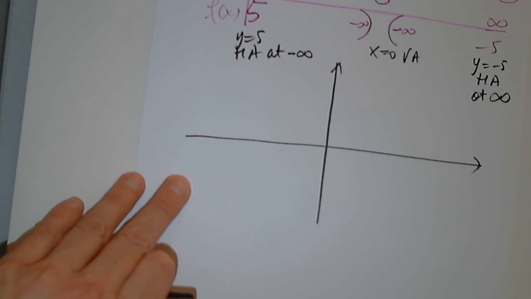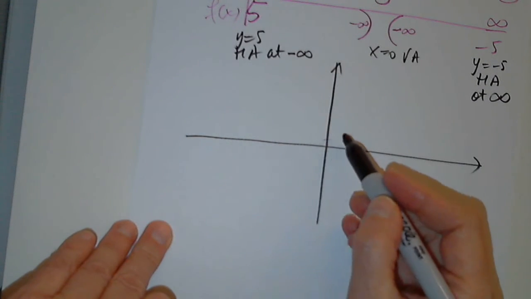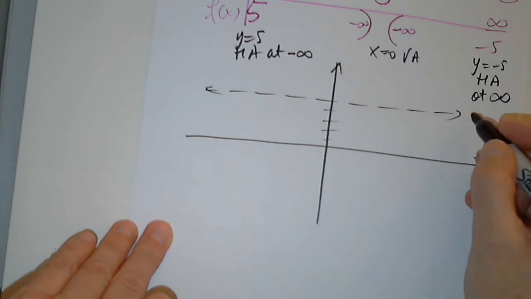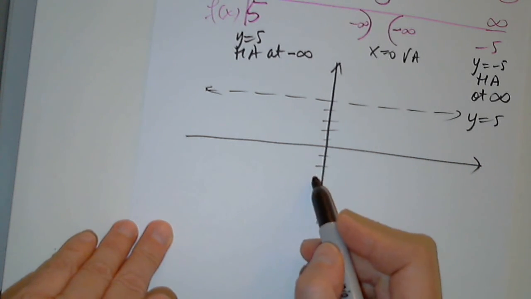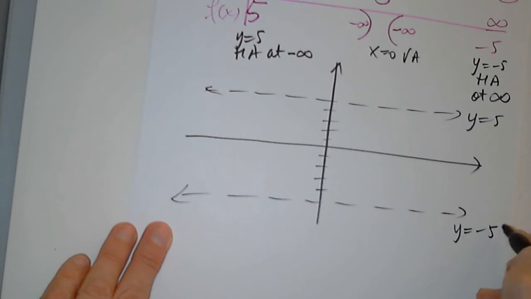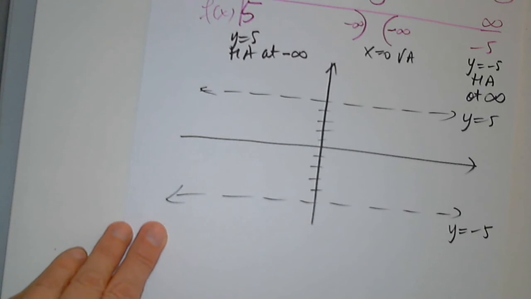But I cannot just graph a little piece of it. So I'm going to graph 5 all the way, and -5 all the way. A function can and is allowed to cross its horizontal asymptotes. A function will never cross its vertical asymptotes. And it can also cross slant asymptotes, but not vertical.